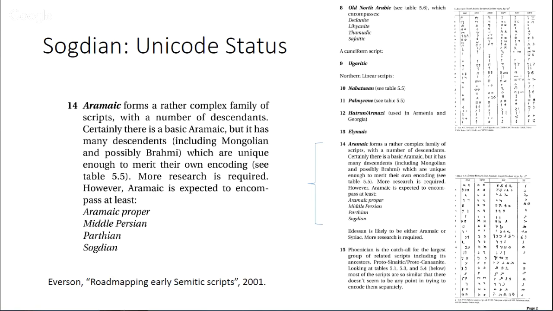And in fact, early researchers and developers of Unicode were looking at Sogdian, and this is a document from 2001 by Michael Everson, who did a lot of amazing work in script encoding, titled Road Mapping Early Semitic Scripts, in which he outlined all of these Semitic scripts that were not yet standardized and available for use on computers. He suggests that Aramaic could be considered a macro family of scripts with many descendants, including Mongolian and Brahmi, which are unique enough to merit their own encoding, but Aramaic encoding in Unicode could be used for all of the ancient Iranian scripts.